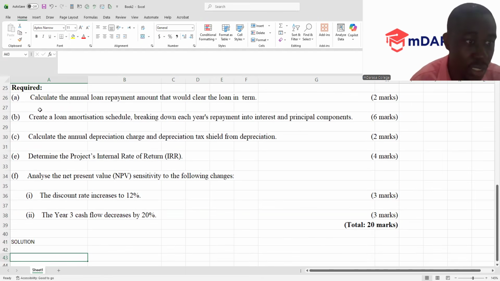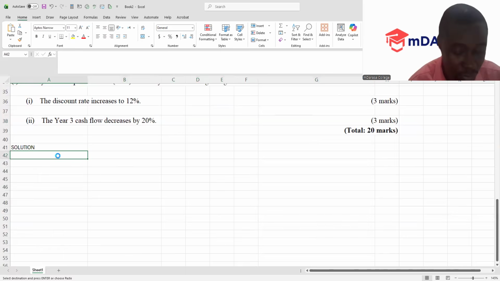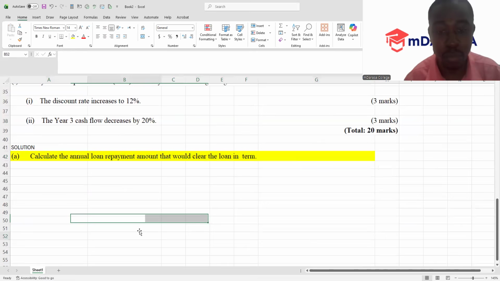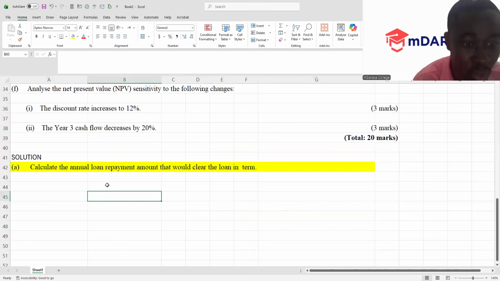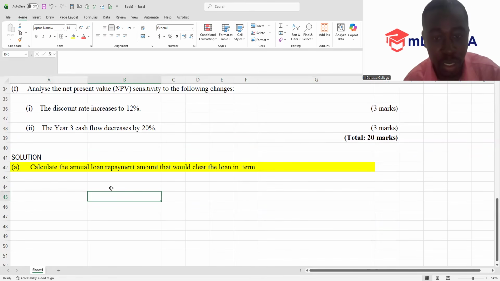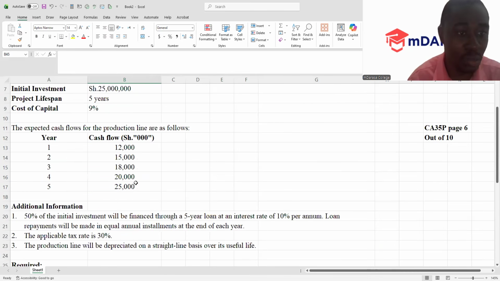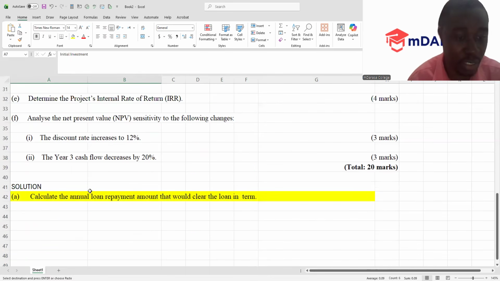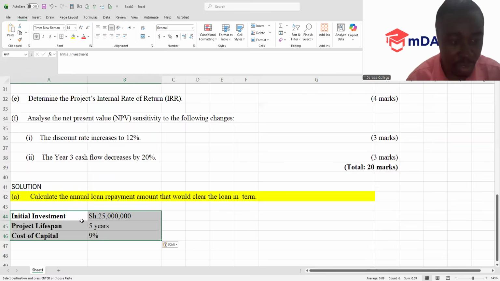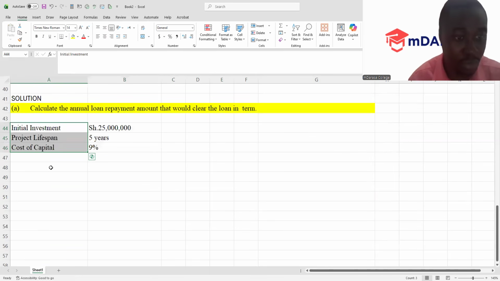In this case, consider the first part. We take this question. This is what you want to answer. The examiner wanted us to calculate the loan repayment amount that will clear the loan in term. So identify the items: we take our initial investment and cost of capital. You take all these items, and we present them at this point, the details that the examiner had given to us.